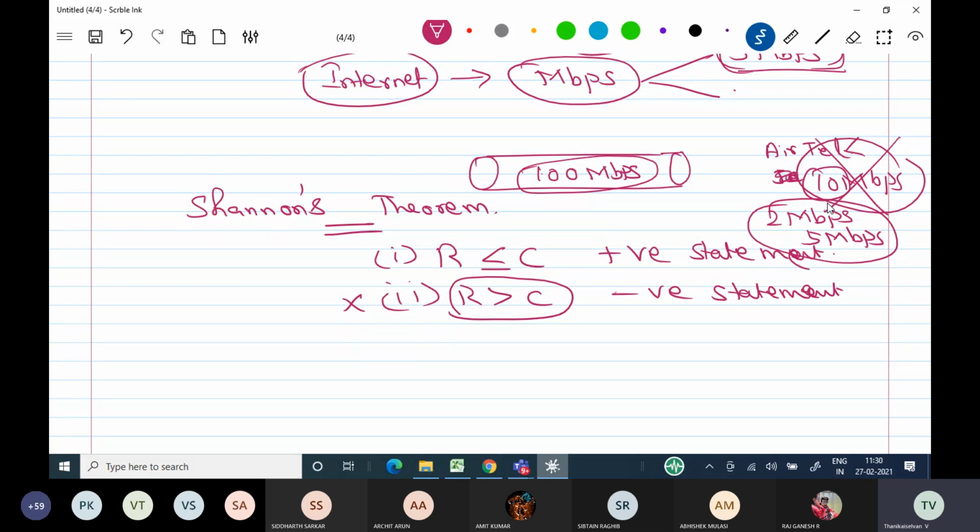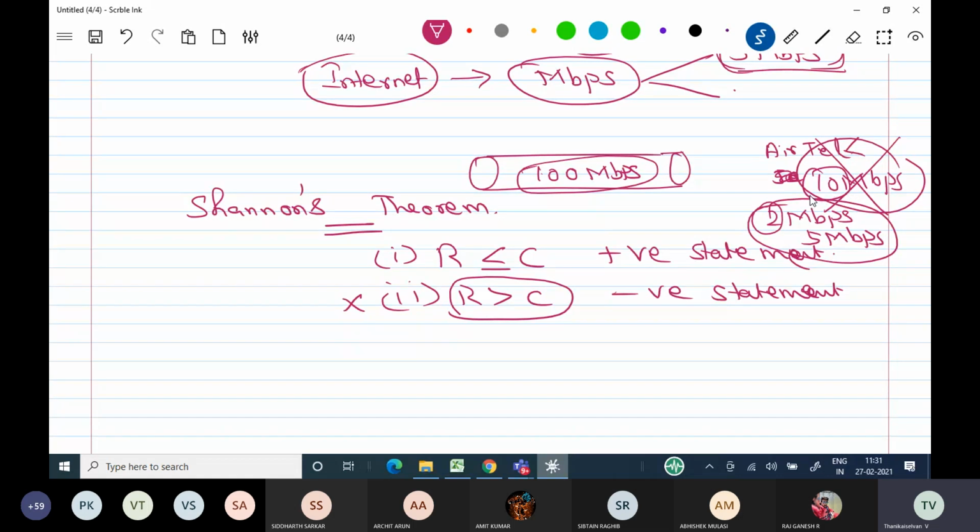It's not a correct figure. I have taken this as an example. 10 Mbps is the data transfer rate. So the maximum for Airtel is 10 Mbps, our data rate, internet speed. They are not always providing a constant speed. It depends upon the users. A lot of factors are involved. Sometimes it will be 2, sometimes 5, sometimes 6, whatever it may be.